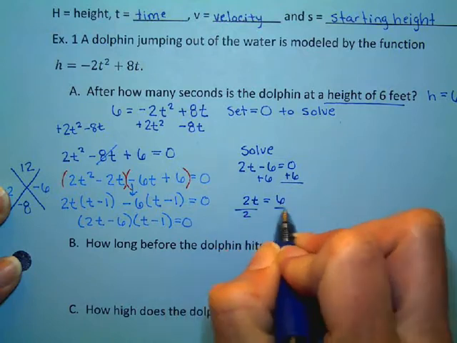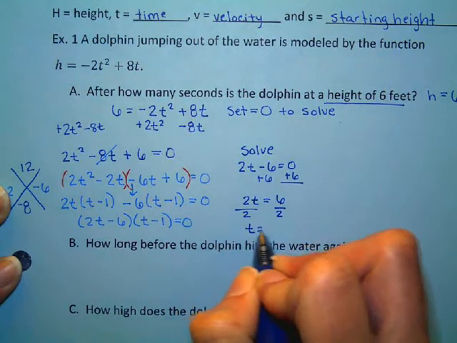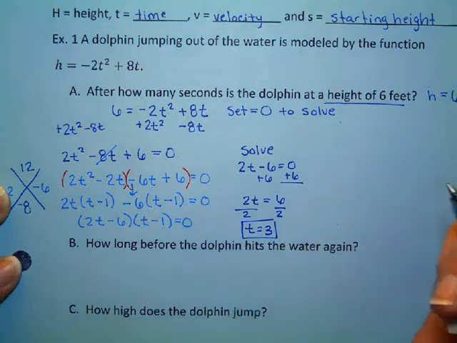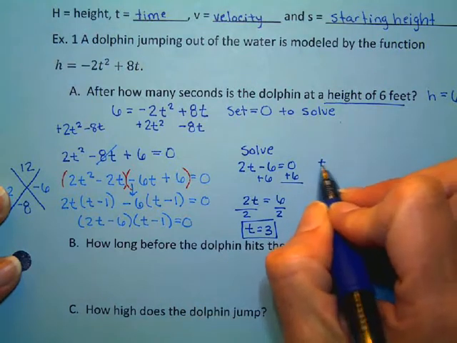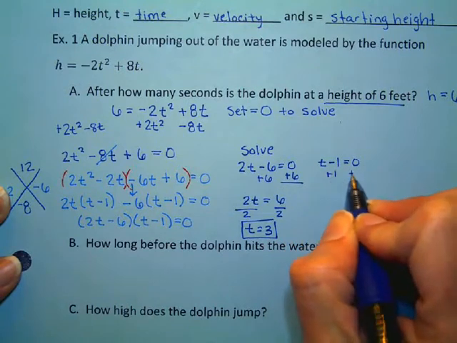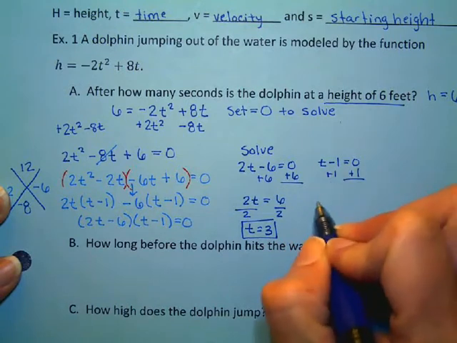Okay, the other parenthesis we had was t minus 1 equals 0. So we'll add 1 to the other side. 0 plus 1 equals 1.